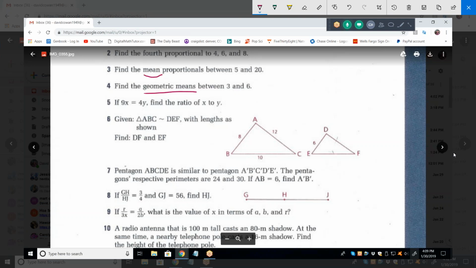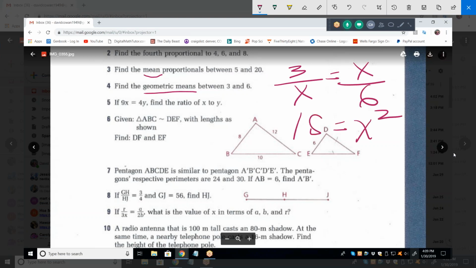So what's the equation? It'd be 3 over x equals x over 6. Which means x squared equals 18, which means x equals plus or minus the square root of 18. Simplify that. Remember the method. You've got to find factors of 18, one of which is a perfect square. So it could be 9 and 2, so 3 square root 2. You got it. So I believe that's the answer.